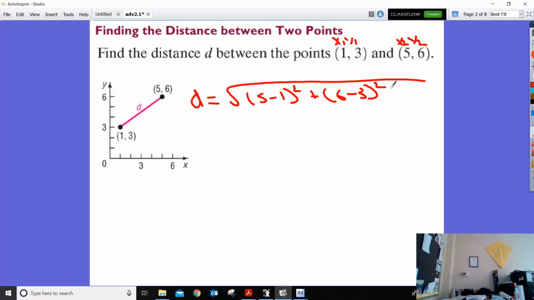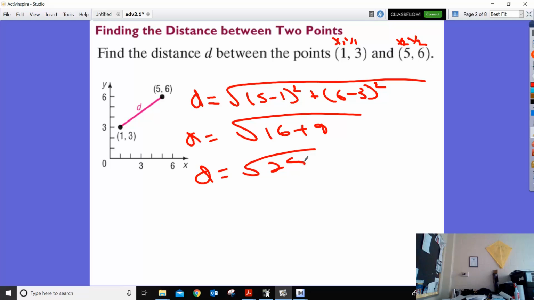It's not that hard. What's 5 take away 1? 4. What's 4 squared? 16. What's 6 take away 3? 3. What's 3 squared? 9. It is 16 plus 9, 25. What's the root of 25? 5. 5 units.